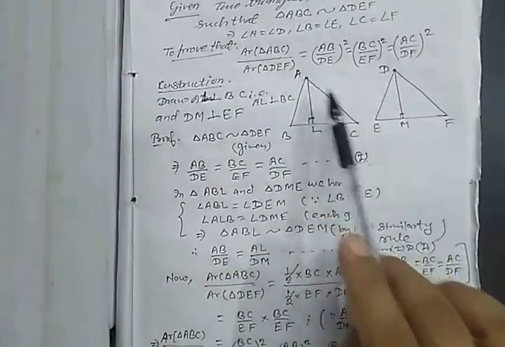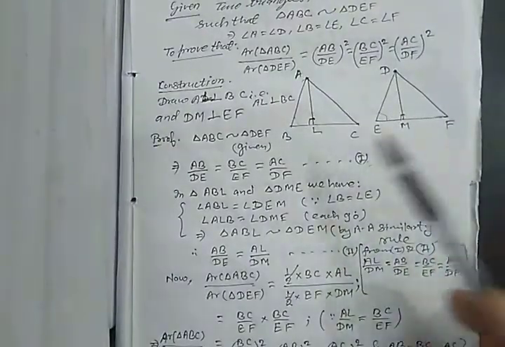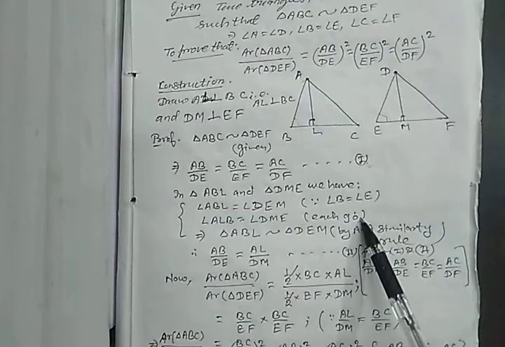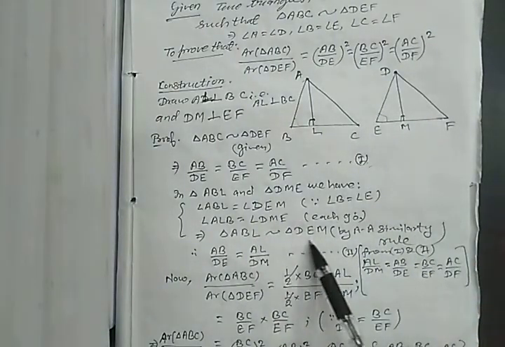Now in triangles ABL and DME, what do you get? Angle B equal to angle E, because these two triangles ABC and DEF are similar to each other. Angle ALB equal to angle DME, that is each 90 degrees. This implies that triangle ABL and triangle DEM will be similar to each other by the AA similarity criterion. Therefore, AB upon DE equal to AL upon DM. Let that be equation number 2.